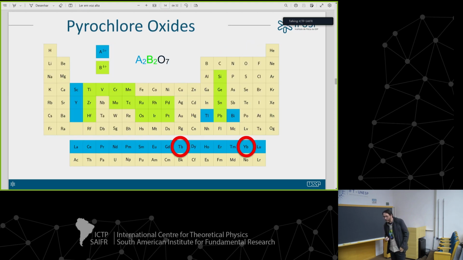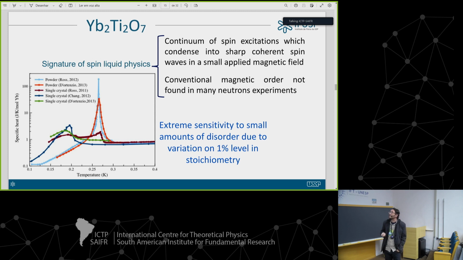Okay, so what we'll be talking about today is what we did focusing on these two rare earths, terbium and ytterbium. I'm going to say Tb and Yb to avoid confusion. So first let me introduce this Yb compound, Yb2Ti2O7. We've known this material for over 50 years, but only recently have we had a better understanding of the physics behind it. At first, this was thought of as a very good candidate for spin liquid physics.